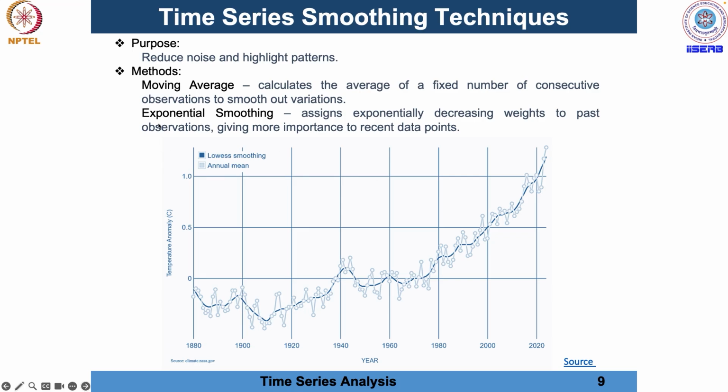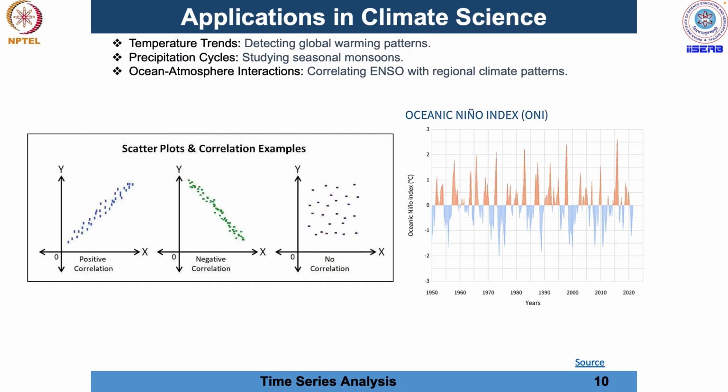There is another technique, exponential smoothing, which can also be done, where you give exponentially decreasing weights to the past observations. That can be applied when you have a recent data set and you want to give it more weightage compared to the historical observations.